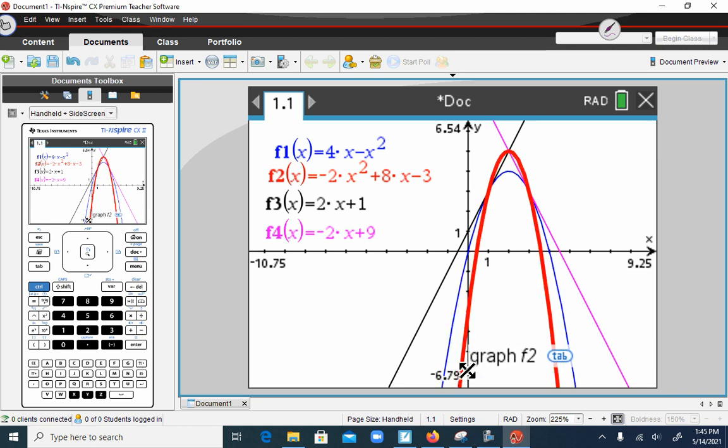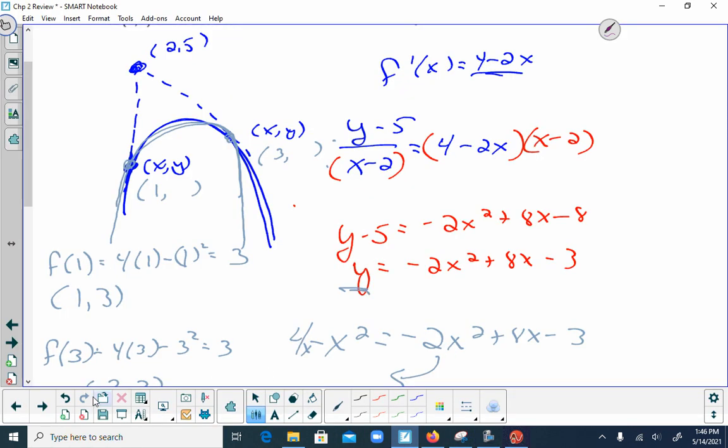The red parabola is the one that meets the criteria of going through the point (2,5) and having tangent lines on the graph. The black line and the pink line go through that point (2,5), and they're both tangent to a point on the original graph. So that's what it looks like, and that's what you're doing. I hope that might help. I'm sure you'll let me know.